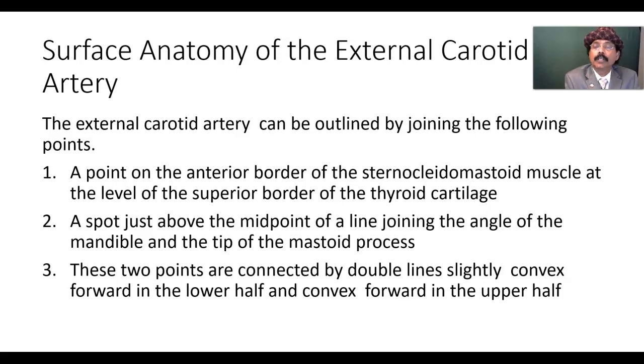Today I will discuss the surface anatomy of the external carotid artery. The external carotid artery is a branch of the common carotid artery. It is not a content of the carotid sheath. The external carotid artery has 8 branches in the neck, and it also has some muscular branches.